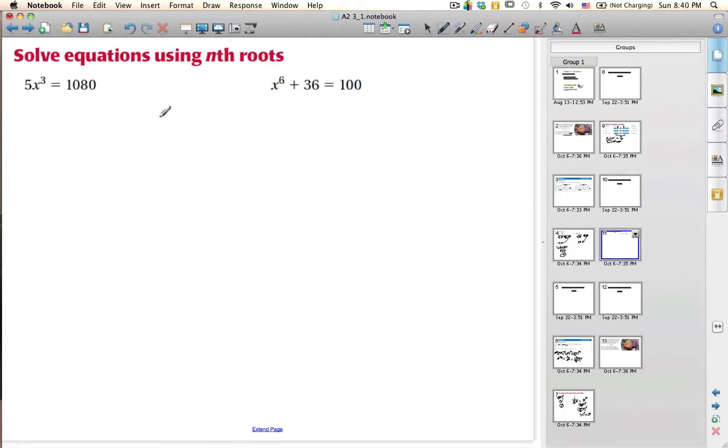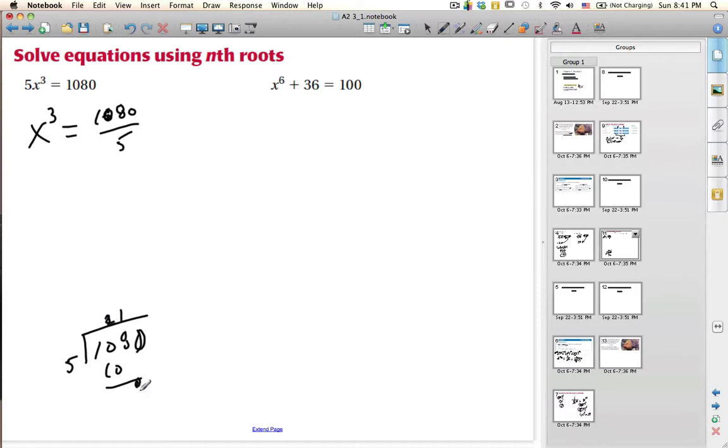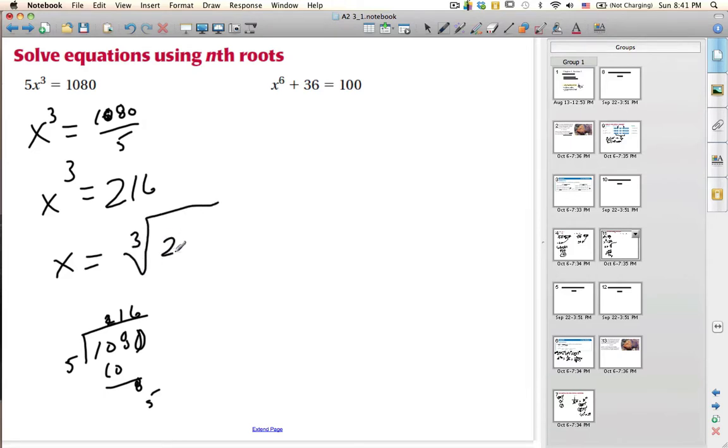And then some problems using these sorts of properties. So again, when I have x to a power, I want to isolate that. So in this case, I would divide by 5. 1080 divided by 5. Let me just go ahead and do that with long division here really quick. So this is 216. So x cubed is equal to 216. So then x will be equal to the third root of 216.